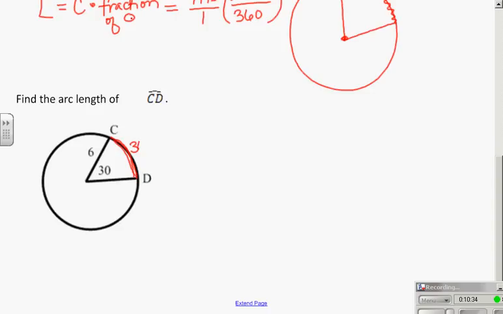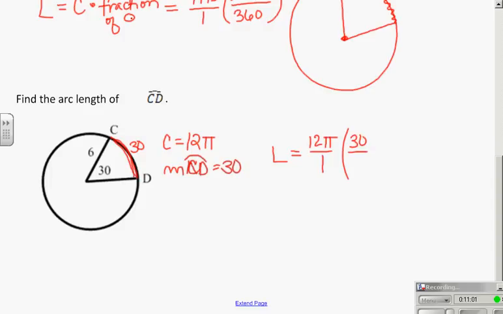So for example, this arc is equal to 30. So my circumference of this circle is 12 pi, and we do want to leave stuff in exact answers. My radius is 6, diameter is 12, 12 pi. My arc measure, the measure of CD, is 30. So if I go to find arc length, I have 12 pi over 1 times 30 over 360.